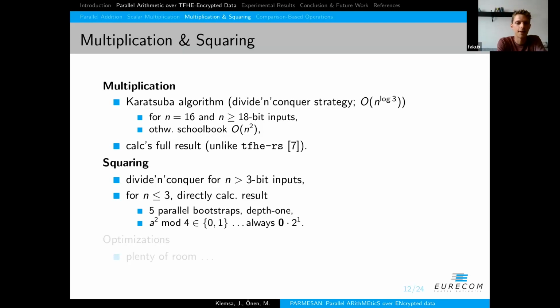in 5 threads. And the interesting thing is that any square modulo 4 falls into the set, either 0 or 1. So we always have 0 at 2 to the 1. So we do not need 6 bootstraps. We only take 5 bootstraps. To comment, there is really plenty of room for optimizations for these two algorithms regarding scheduling of the operations and so on.